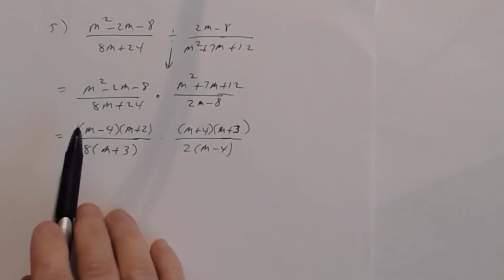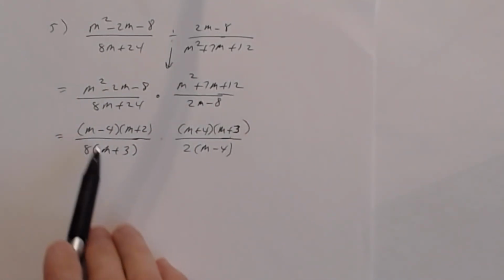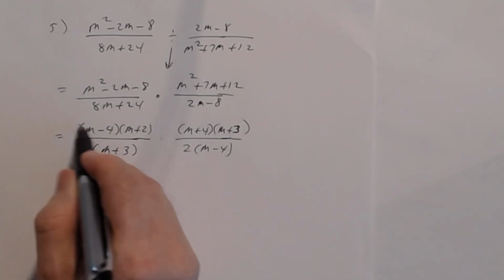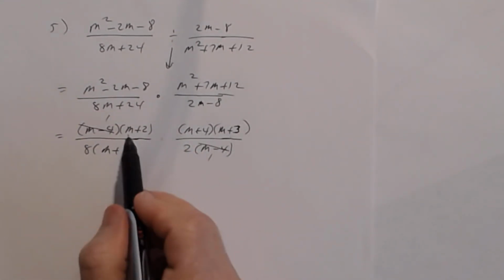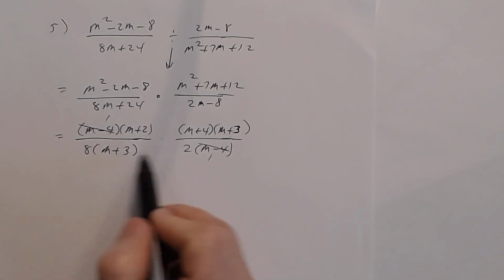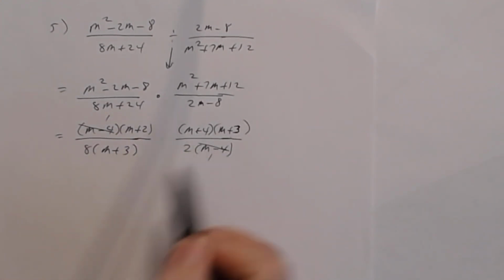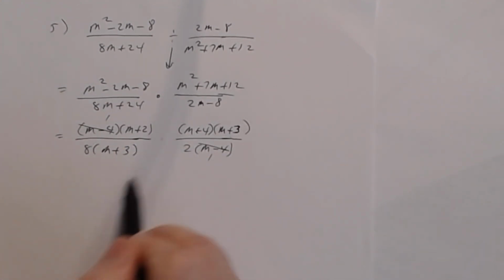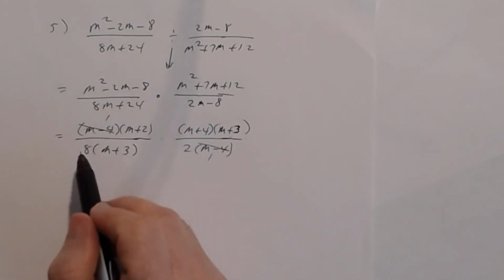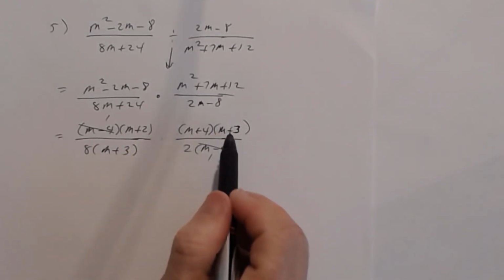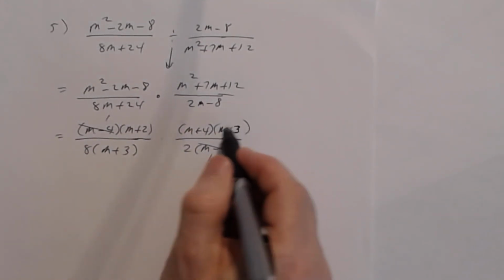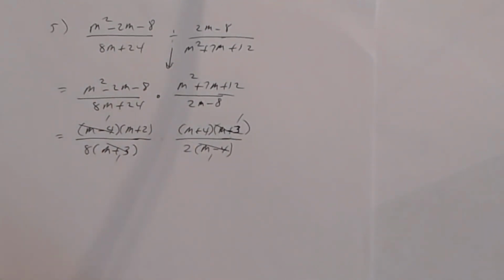And then let's reduce. So I see a factor of m minus 4. There's one right here. So those divide out. I see an m plus 2, but there's none down here. There's no factor of m plus 2, so I cannot do anything with this one. The next one's m plus 4. There's none down there. The next one's m plus 3. There's one right here. So those divide out. And that's all I can reduce.